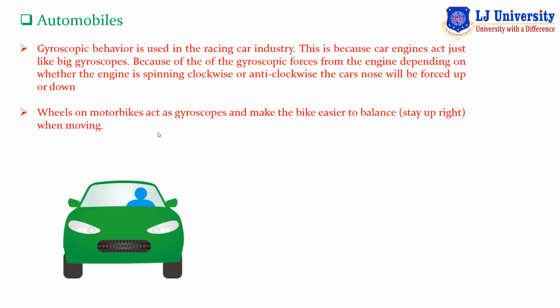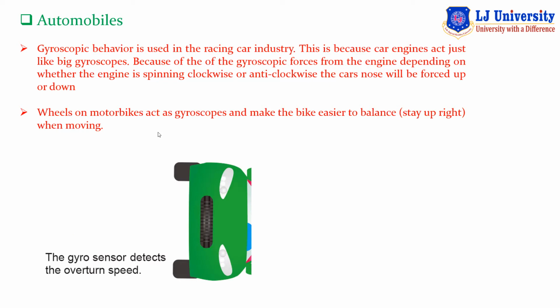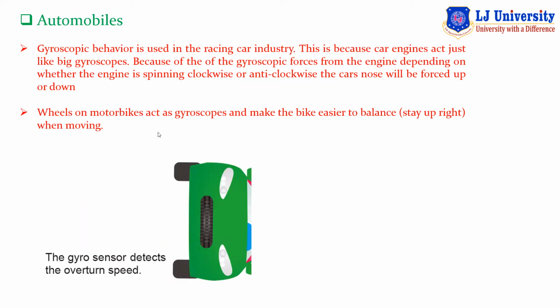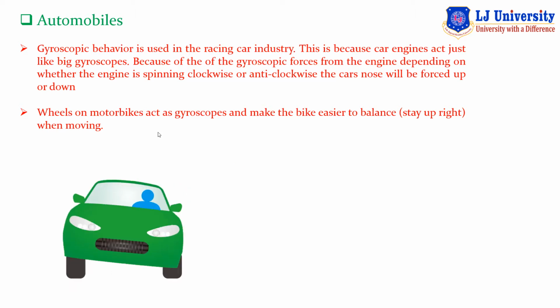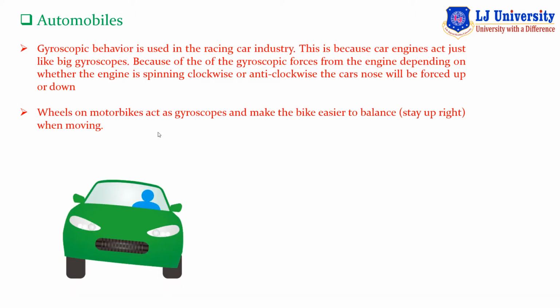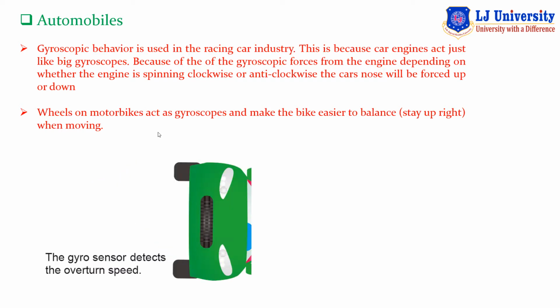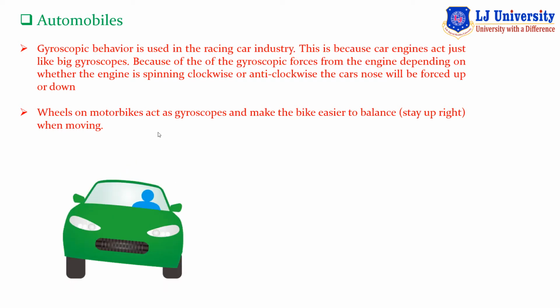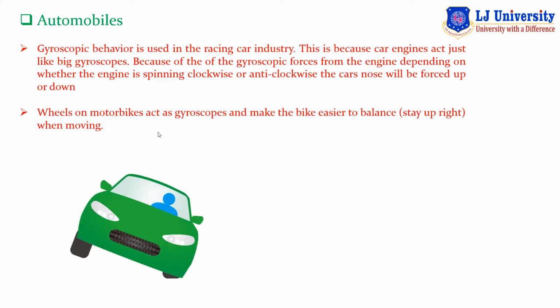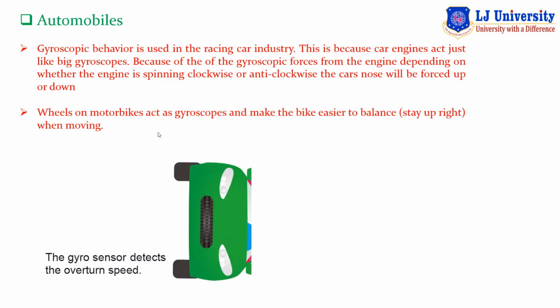The car engine is just like a big gyroscope, because in any equipment, if a rotating disc is there, at that time that body is considered a gyroscope. So in the engine we can consider the flywheel as a rotating disc. So we can consider the car engine just like a big gyroscope.